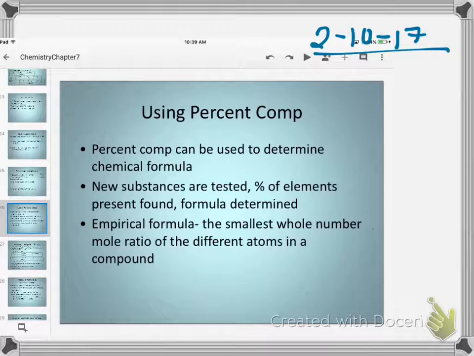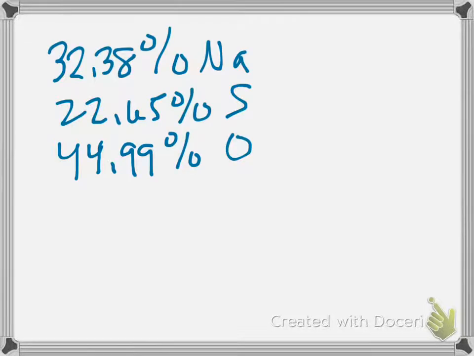So we would get information back that says that a particular compound is... You would get back information on analysis that gave you something like this. Well, the compound you submitted is 32.38% sodium, 22.65% sulfur, 44.99% oxygen. That doesn't give you a formula.